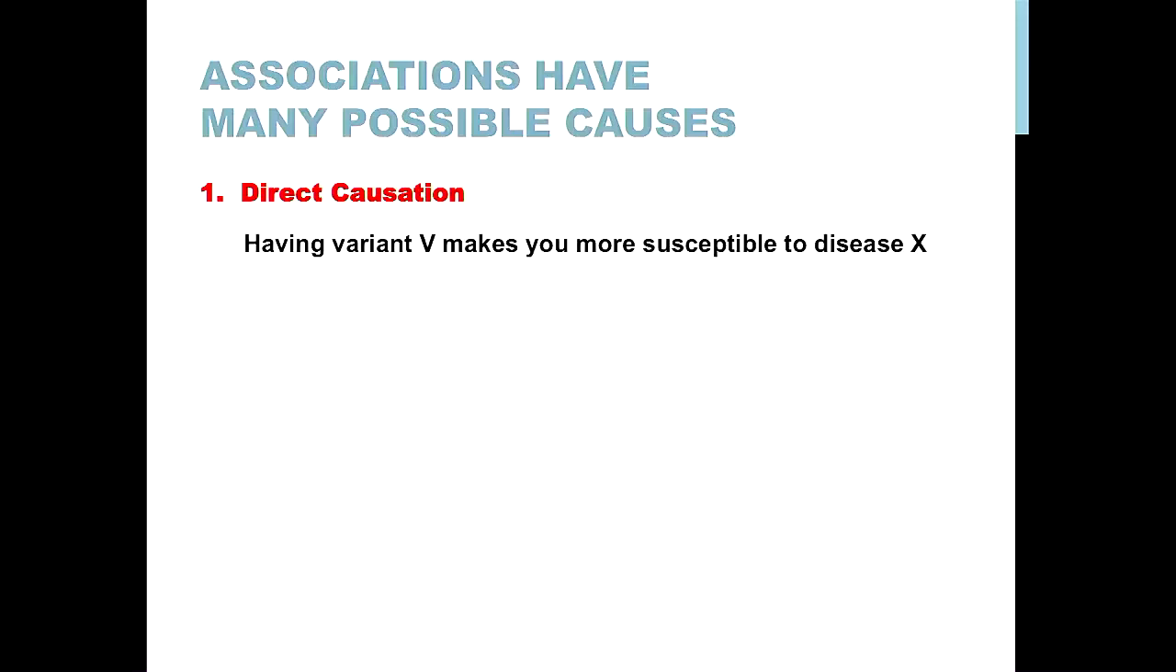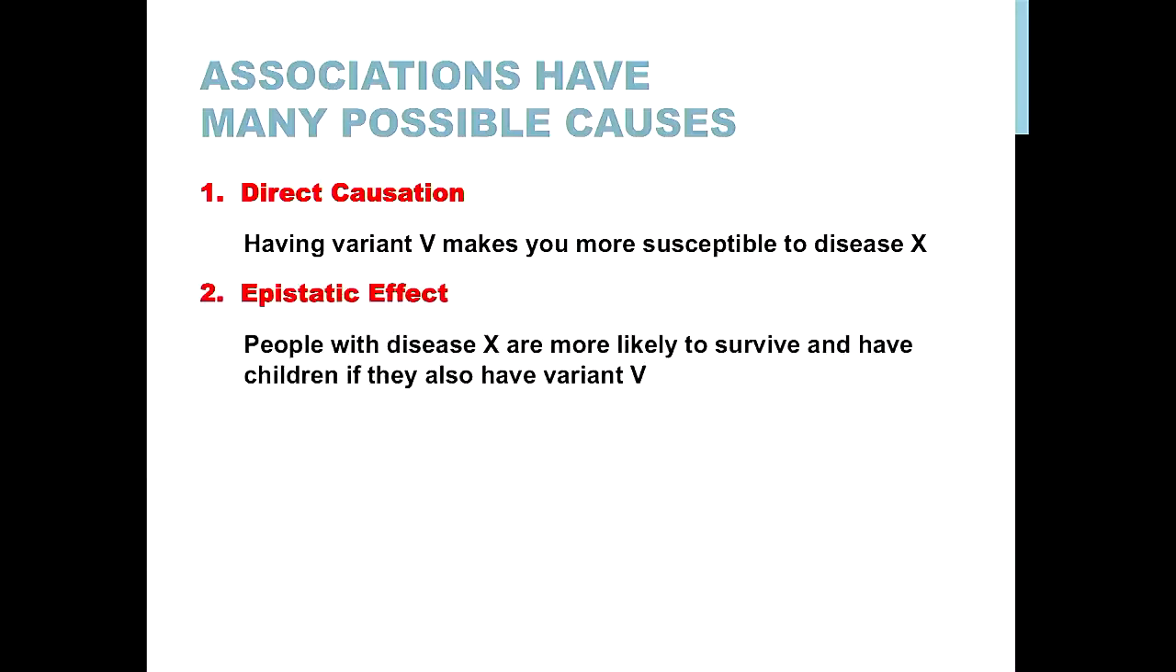The first is that we all sort of assume, oh, we're looking at an association, so one reason could be direct causation: that having a variant, let's call it variant V, makes you more susceptible to disease X. Another possible reason for association could be what's called an epistatic effect. You can't really distinguish this in the results of your genome-wide association study, but it could be just that people with disease X are more likely to survive and have children if they also have variant V. That's a subtlety, but distinctly different from saying that this variant actually causes disease.